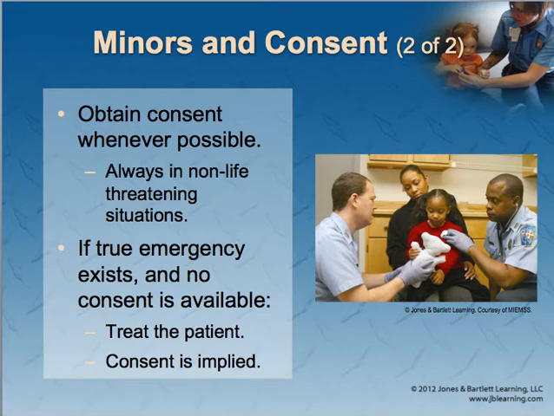So whenever possible, you want to obtain consent. Always in non-life-threatening situations, you want to get consent. If it's a life-threatening situation and the parents are not around, let's say that the child ran away from home and now they're injured and hurt, well, then you just can't leave the child there. Now care is implied. You take them to the hospital, and then we can get the parents. So if there's a true emergency and no consent is available, treat the patient, because, like I said, consent is then implied.